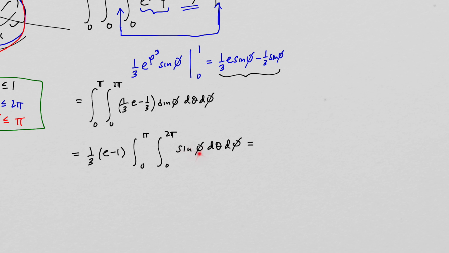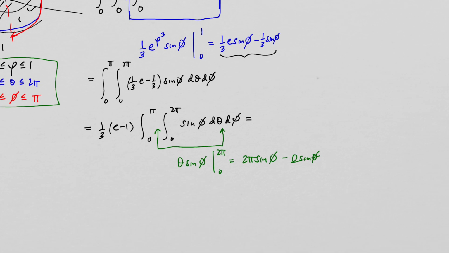Next integration, we're going to integrate with respect to theta. This is a constant, so the integral of sine of phi is simply theta times the sine of phi. So let's focus on this integration next. That's going to be theta sine of phi, where theta goes from 0 to 2 pi. So that is 2 pi sine of phi minus 0 times sine of phi, which is just 2 pi times the sine of phi.